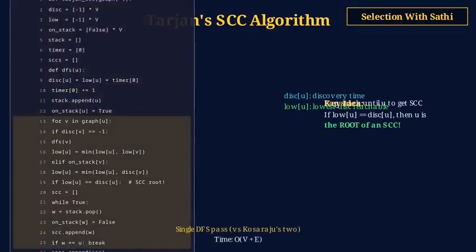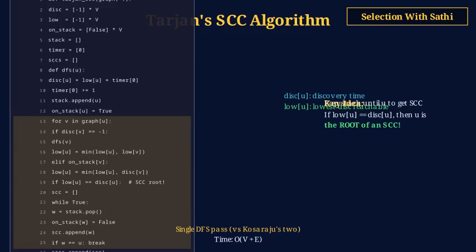Look at line 6. Each node gets a discovery time and a low link value. The low link is the lowest discovery time reachable from this node's subtree through back edges. Line 8, we push the node onto a stack and mark it as on stack. Lines 10 through 12, for unvisited children, recurse and update low of U as the minimum of low of U and low of V. Lines 13 and 14, for back edges to nodes still on the stack, update low of U as minimum of low of U and disc of V.